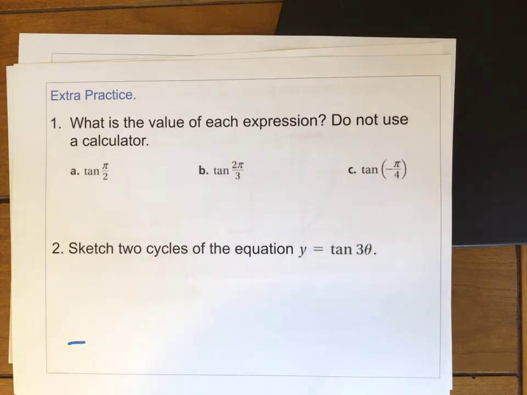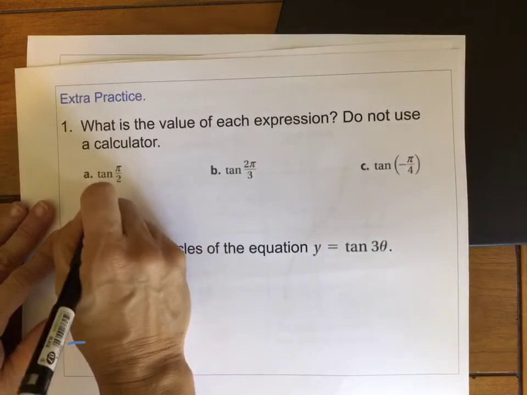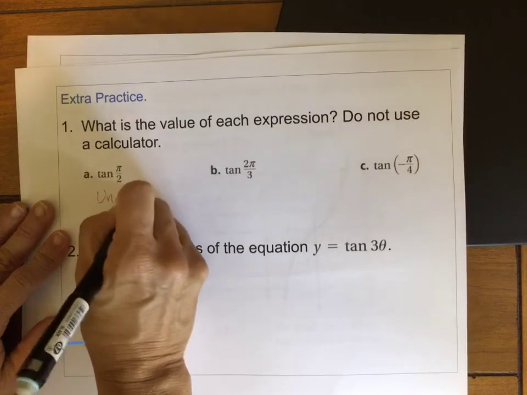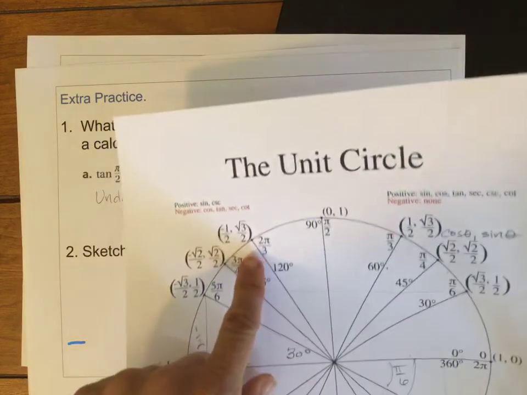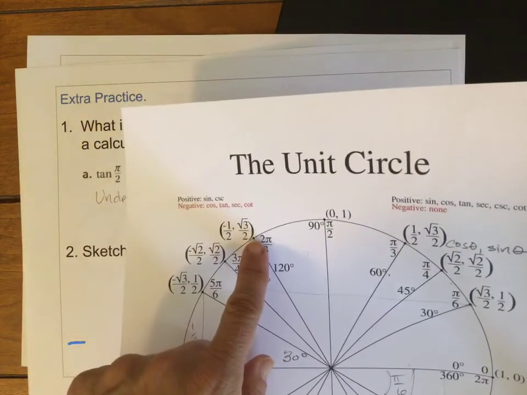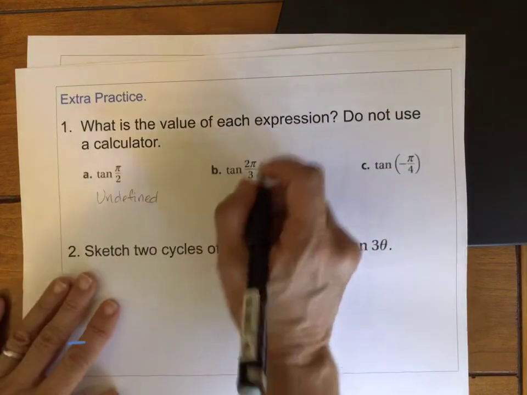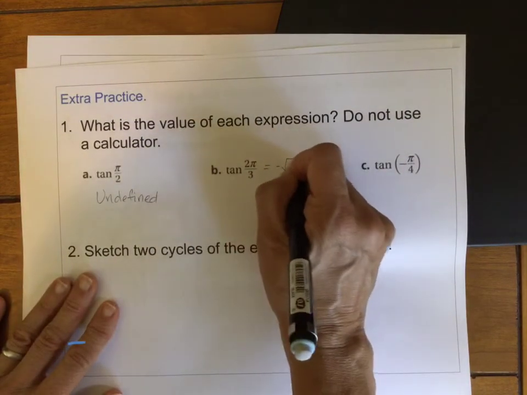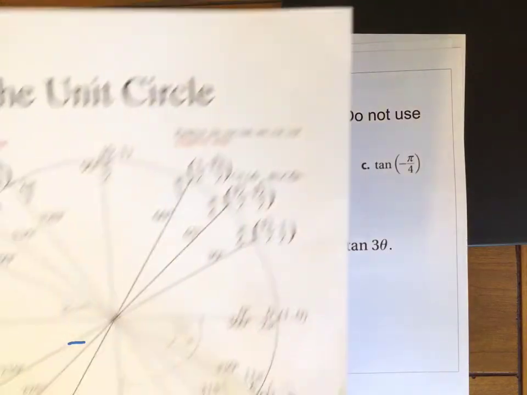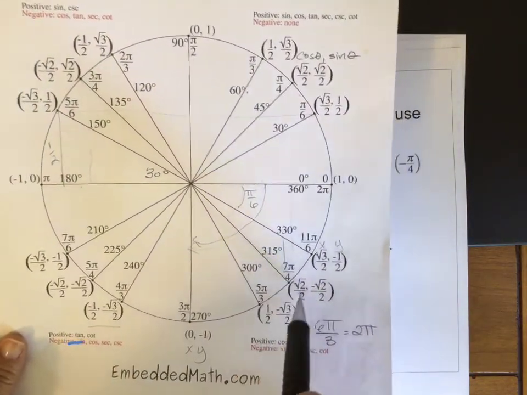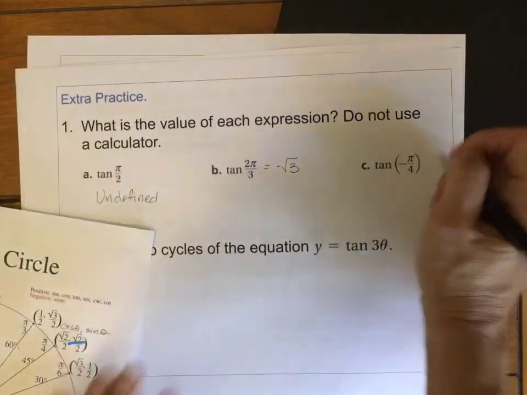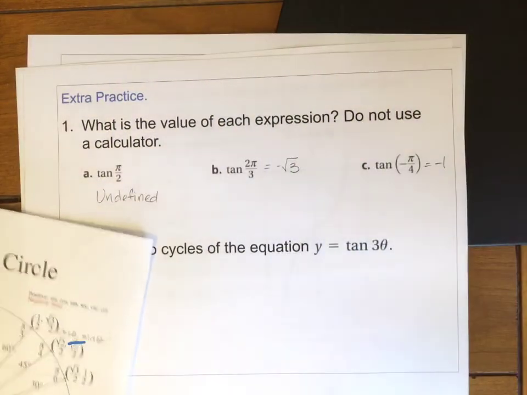All right, so supposedly you had filled in your tangent values around your unit circle. So up at pi over 2, you know this one was undefined. At 2 pi over 3, I see here's my x and y. And when I do those, I get a negative root 3. And then a tangent of negative pi over 4, I'm going to come down here, negative pi over 4. Here's my two values there. So this should be negative 1.